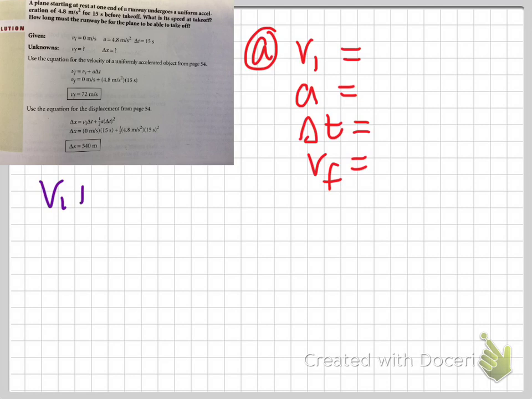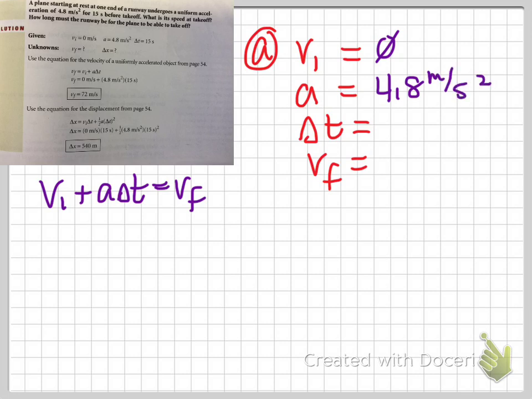Who would agree that VI plus A delta T equals VF? Okay. Good. I'm so glad you agree. You're such agreeable people. So our VI is 0. Our rate of acceleration is 4.8 meters per second squared. We have a 15-second run, and we're curious about VF.